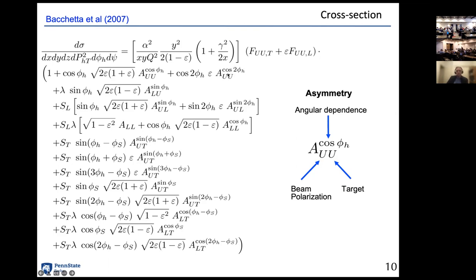Now if we were to integrate over polarization so that neither beam nor target is polarized, we will just end up with these three terms: one plus cos phi of some asymmetry plus cos 2 phi of some other asymmetry. And indeed, that's what we can actually have in SIDIS, only these two modulations if there are no polarizations.